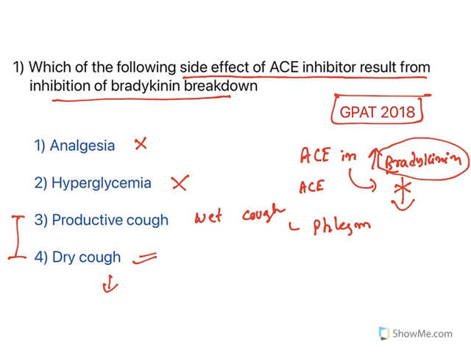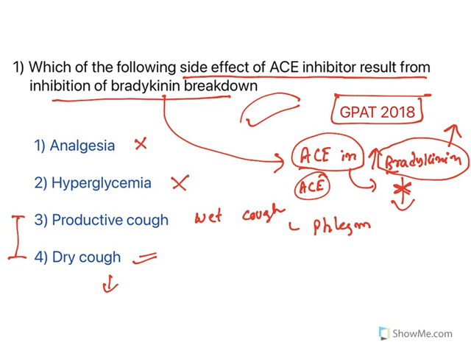Now see, this adverse effect is related to mechanism. What is the mechanism of action? ACE inhibitors will inhibit the ACE enzyme as well as bradykinin metabolism. So you will get all the effects due to increased levels of bradykinin. So it is a mechanism-based adverse effect. To answer these kinds of questions, you need to understand the mechanism, then you will get the answer. So the answer is, the side effect is dry cough.